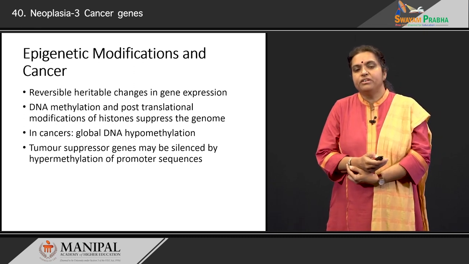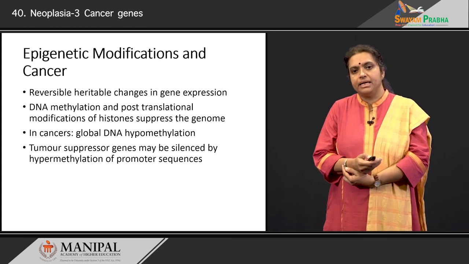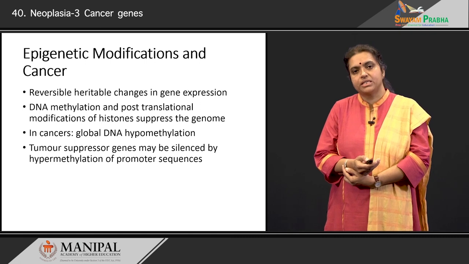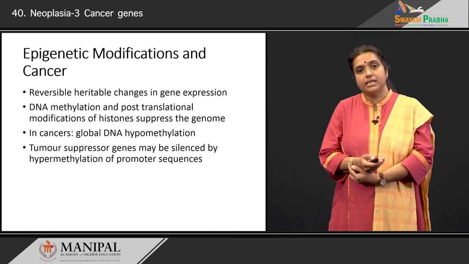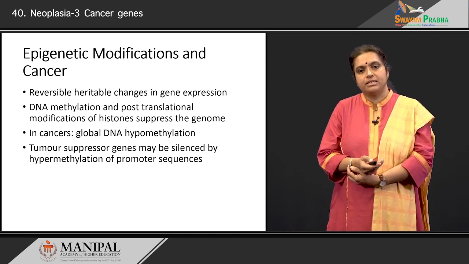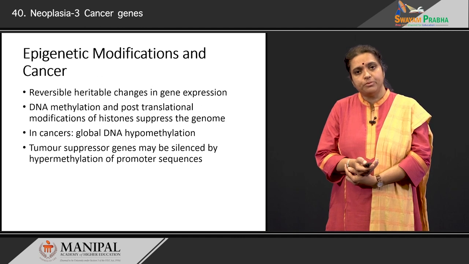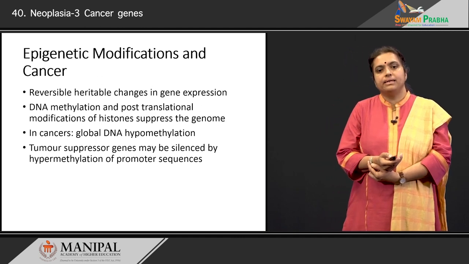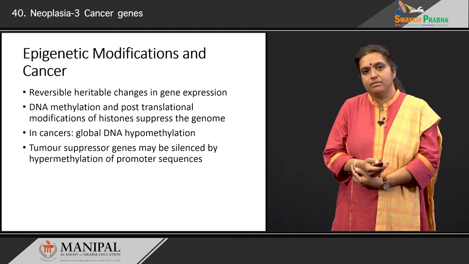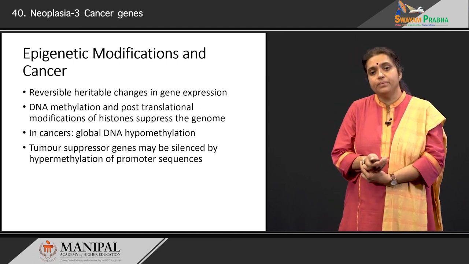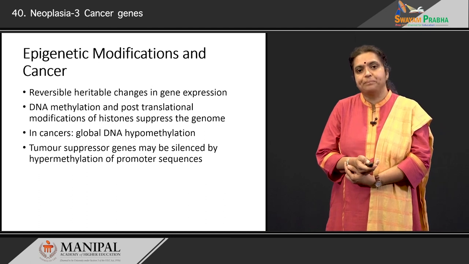So, epigenetic modifications are nothing but reversible heritable changes in gene expression, and these modifications are mainly due to either DNA methylation or post-translational modifications of the histones. So, they can act either by global DNA hypomethylation or by silencing the promoter sequences of tumor suppressor genes. So, either way it can lead to cancer.